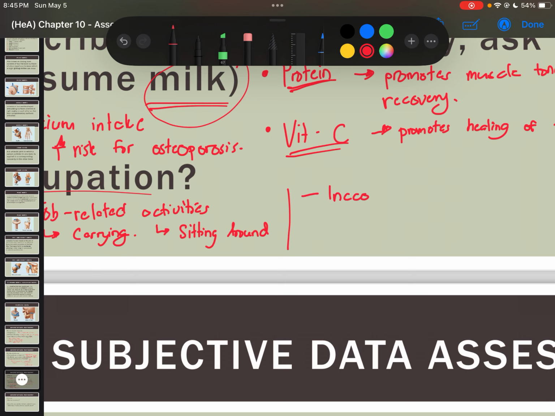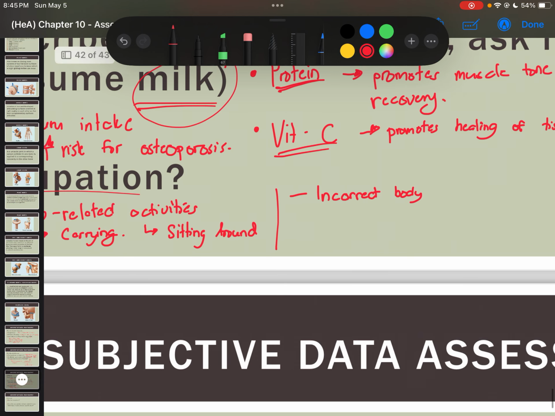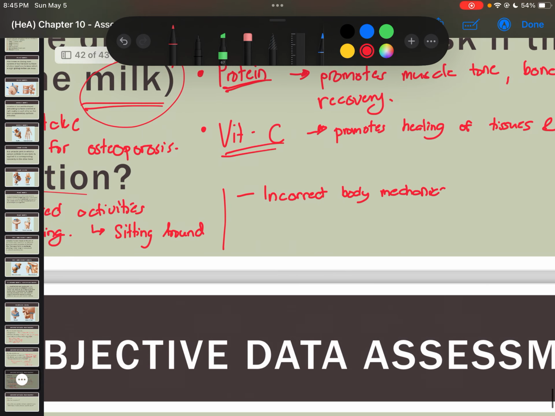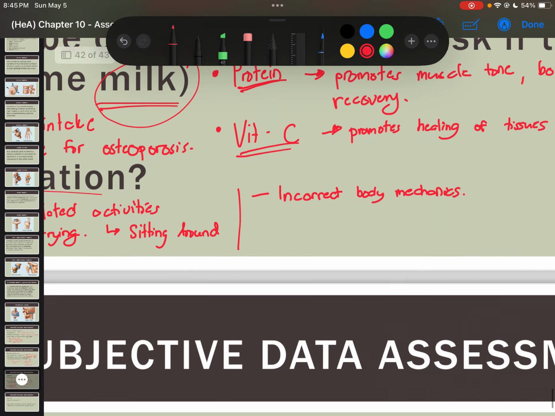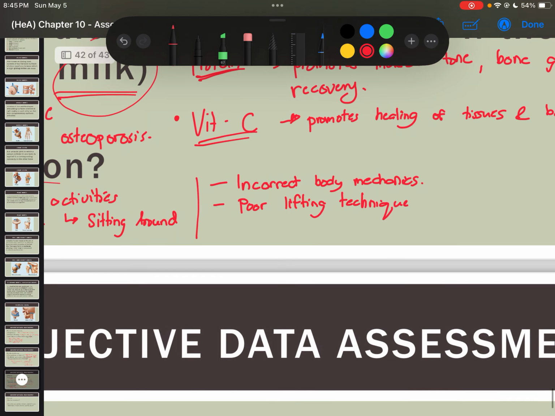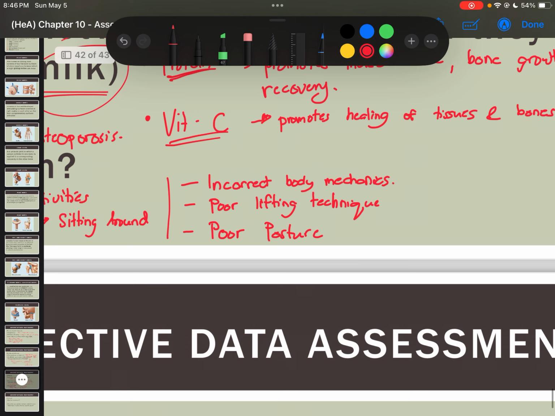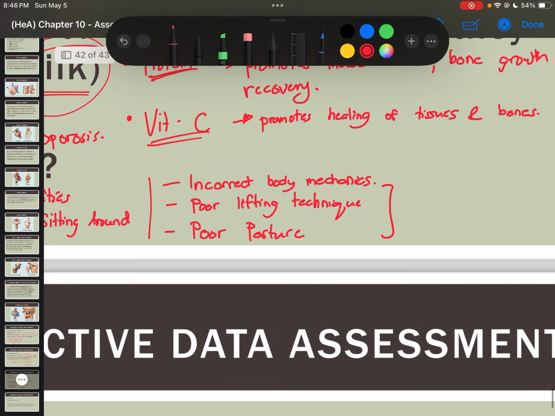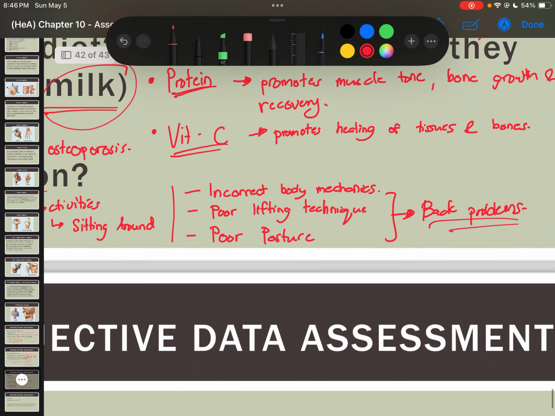If they have incorrect body mechanics, especially when carrying heavy stuff, if they have poor lifting technique, and lastly, if they have poor posture, especially when sitting around for long periods of time, it can lead to possible back problems.